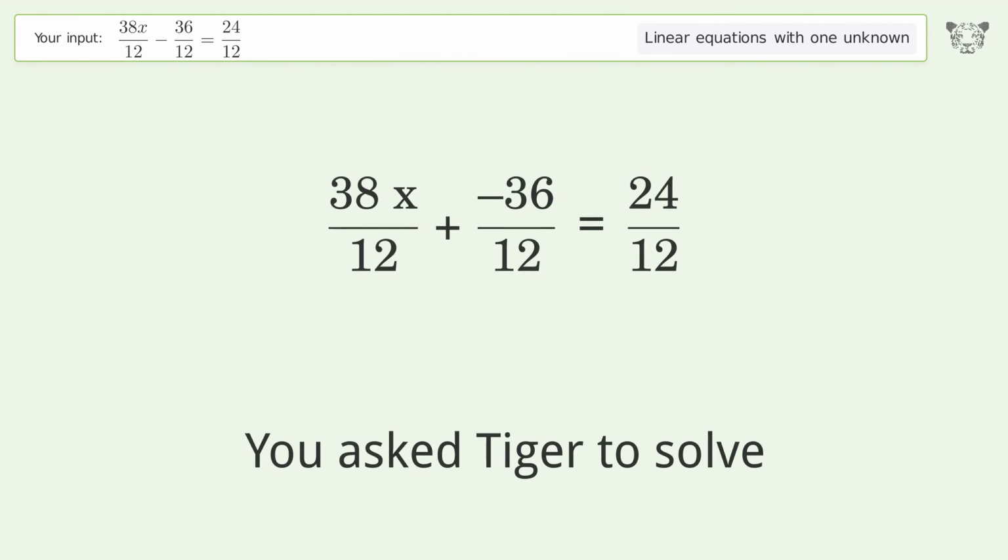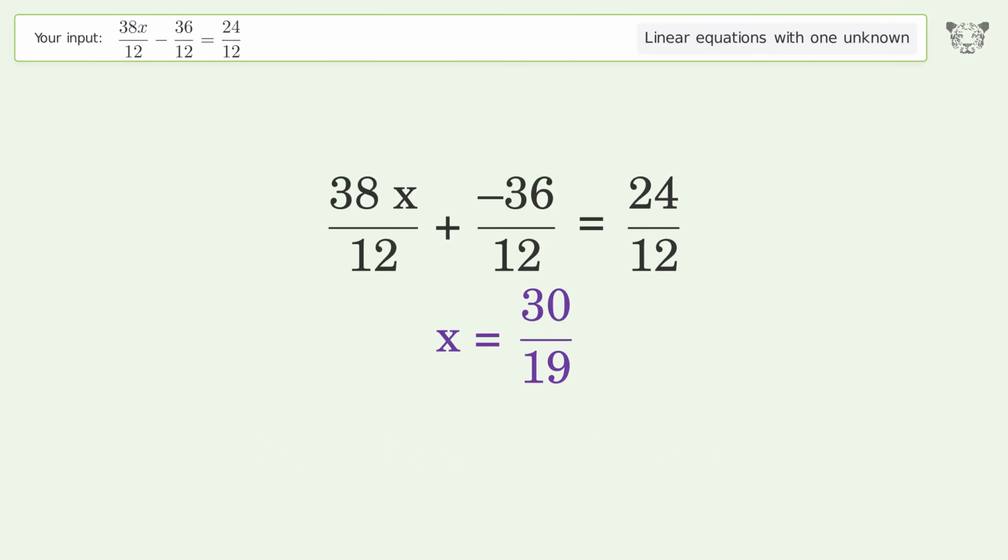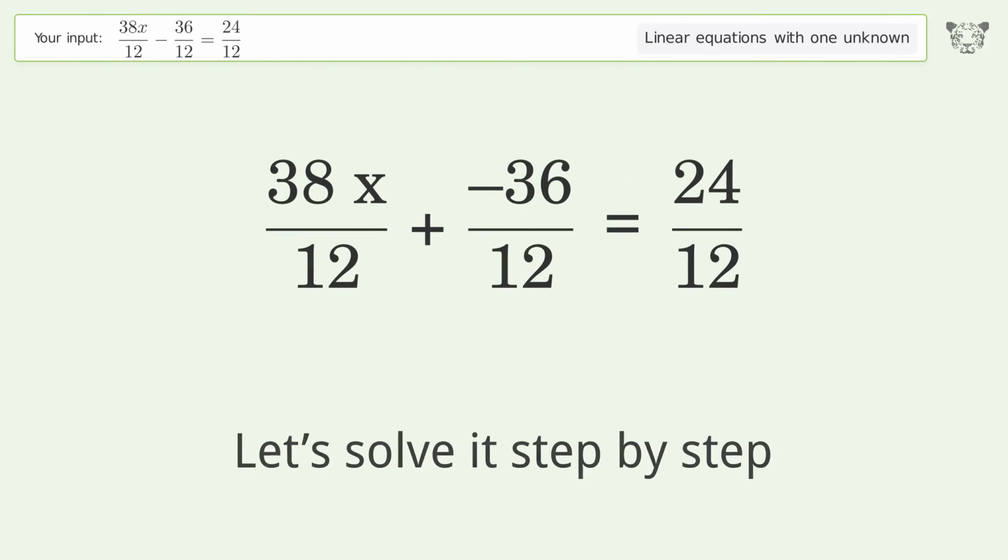You ask Tiger to solve. This deals with linear equations with one unknown. The final result is x equals 30 over 19. Let's solve it step by step.